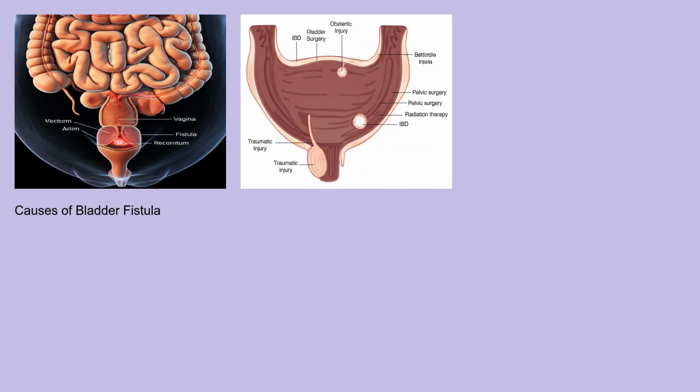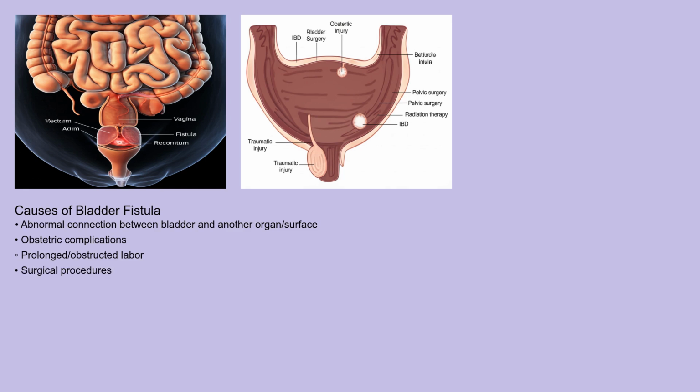So, what causes a bladder fistula? Essentially, it's an abnormal connection between the bladder and another organ or surface. The most common causes involve obstetric complications, particularly prolonged and obstructed labor. Surgical procedures such as hysterectomies, cesarean sections, or surgeries involving the bowel or rectum can also lead to bladder fistulas.